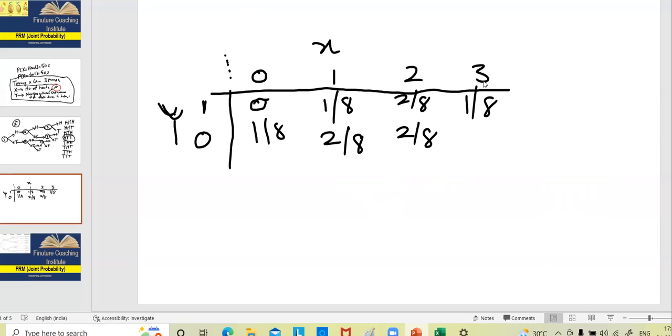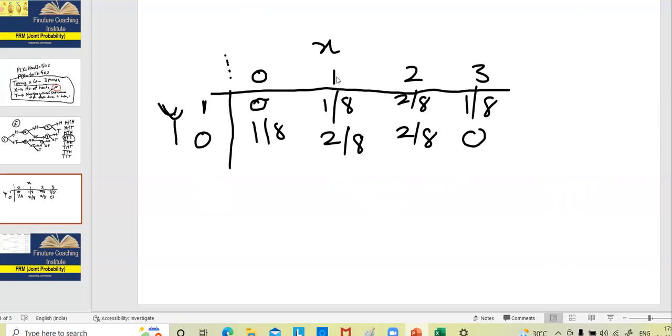And finally, there should be three heads and no head at first go. So the probability of this should be 0. I think over here the total probability is not coming out to be 1. Ideally, each of these should be 1 by 8. So let's have a look.